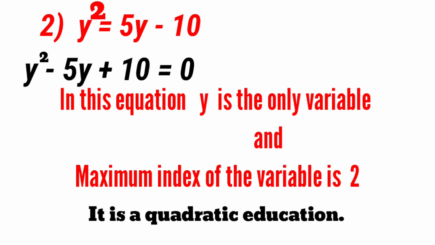Y square minus 5y plus 10 is equal to 0. In this equation, y is the only variable and maximum index of the variable is 2. So it is a quadratic equation.